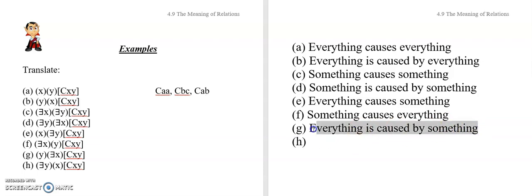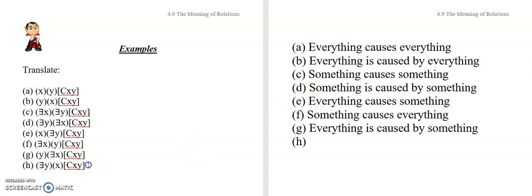So this sentence is true, right? But some one thing causes everything? No, that's not true. A didn't cause everything, nor did B, nor did C. So this would be a case where this sentence is true and this sentence is false, all right? So therefore, they do not mean the same thing. So you have to be careful about that. We're going to be looking at plenty of examples too.